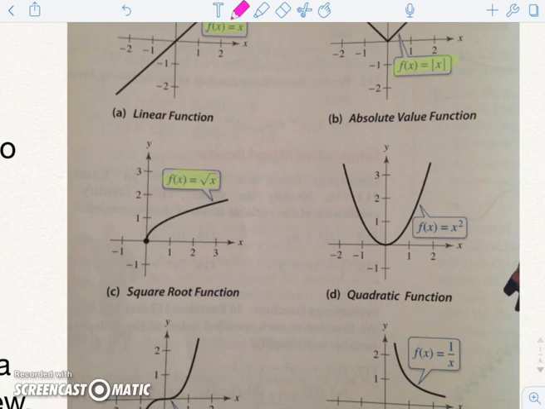Our quadratic function, your parabola, looks like a U always. And what's determining this is the squared here. That quadratic, the second power, makes it a parabola.